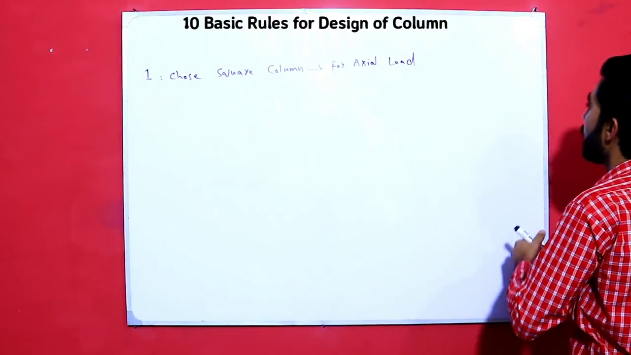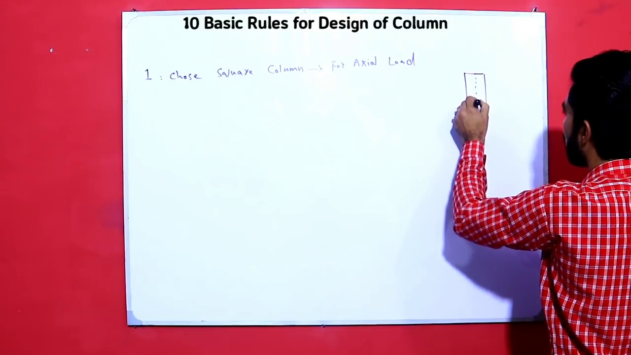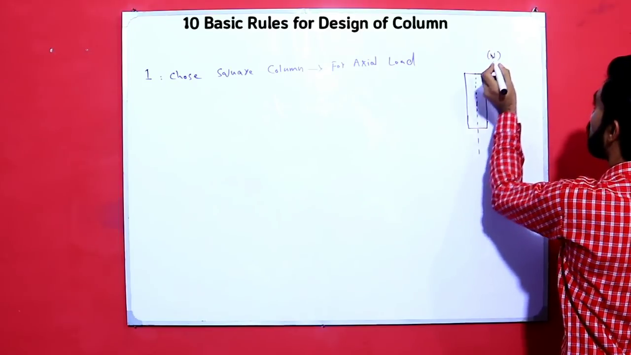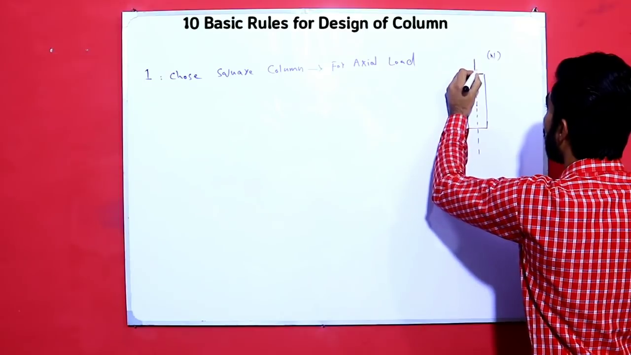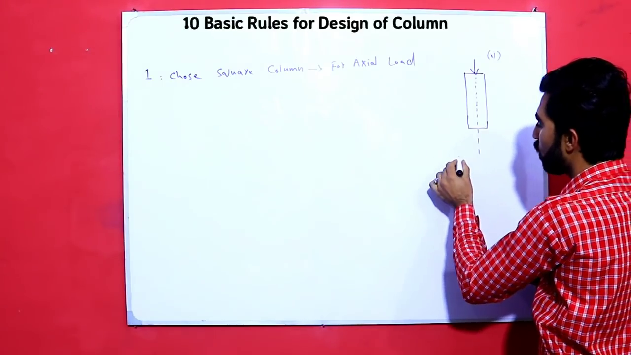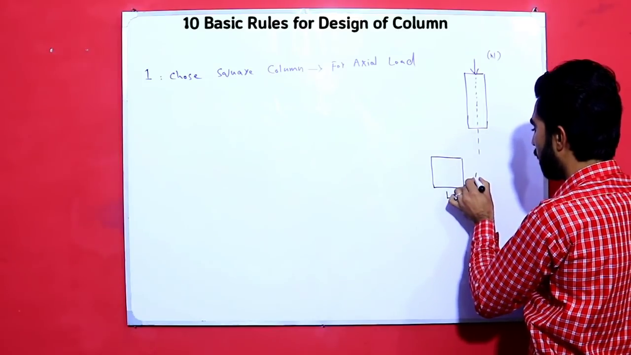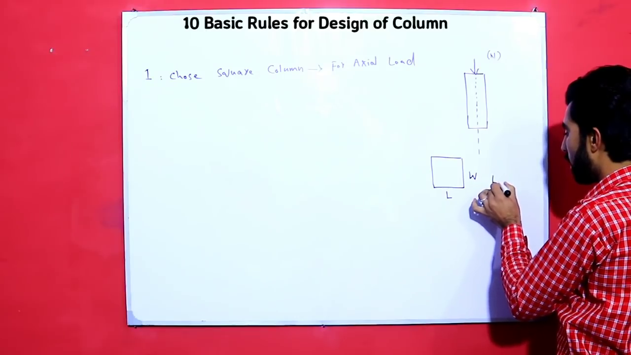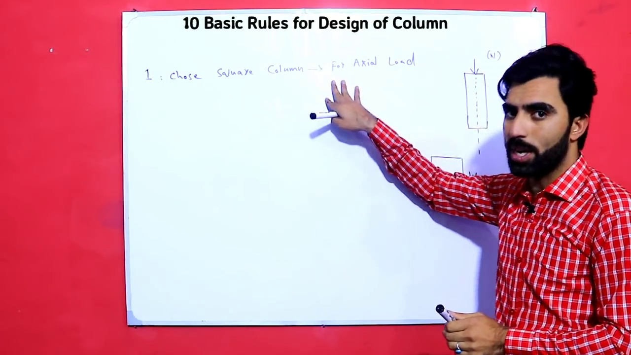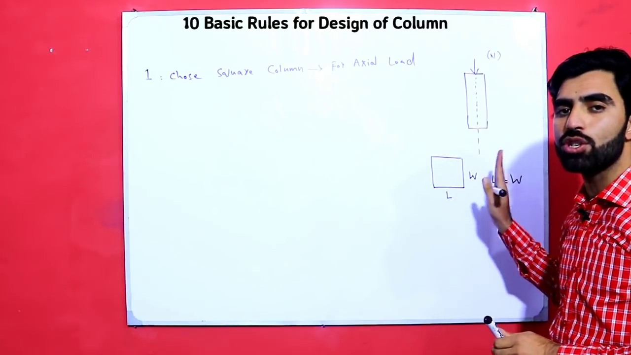For axial load. How? As you can see guys, this is a column, okay, and this is its center, axial point. When the load of the column comes on the center of the column, on the axial point, in this case choose square column. As you can see, length and width, meaning length should be equal to its width. In the case of axial load, choose square column. When the compression load comes on the center of the column, choose square column.